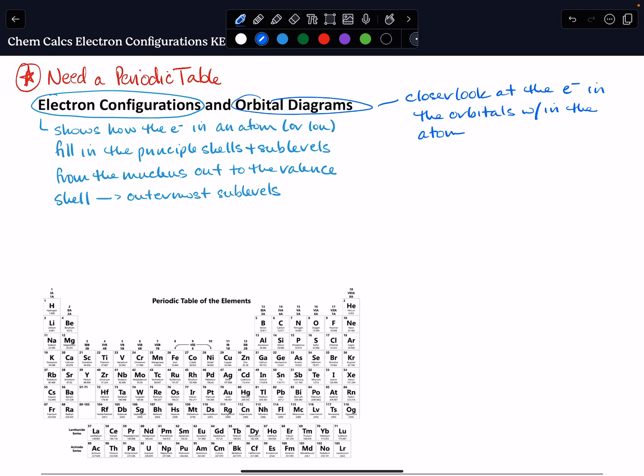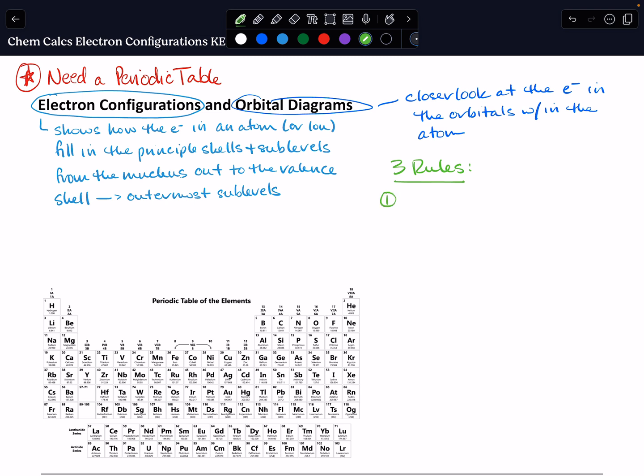Both the electron configuration and the orbital diagram have to follow a set of rules. There are 3 rules that govern how we can fill the electrons into the atom. And we say fill, but it's just a representation of showing where they go. If you have an atom of carbon, we're not just loading electrons into that atom. They're already there. We're just showing where they are within that atom.